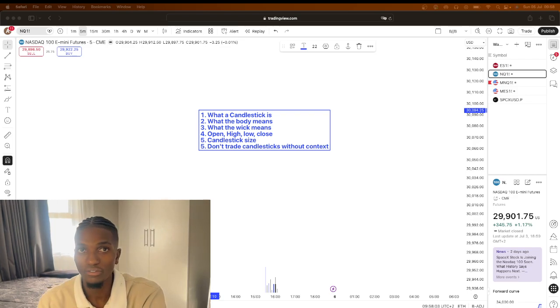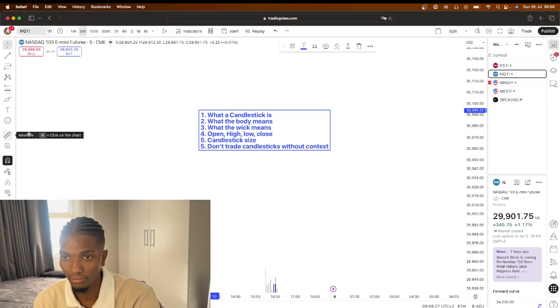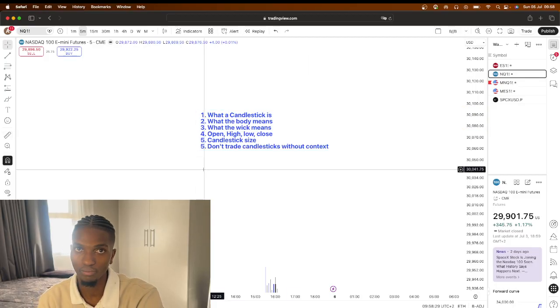If you're still getting confused on how to read candlesticks and what candlesticks are, this video will clarify everything for you. In this video, I'm going to explain what a candlestick is, what the body of the candlestick is, basically how to read the candlestick and how to make use of it when trading, so that you can become profitable at last. So let's head into the chart. I have some keynotes here which we'll be going through.